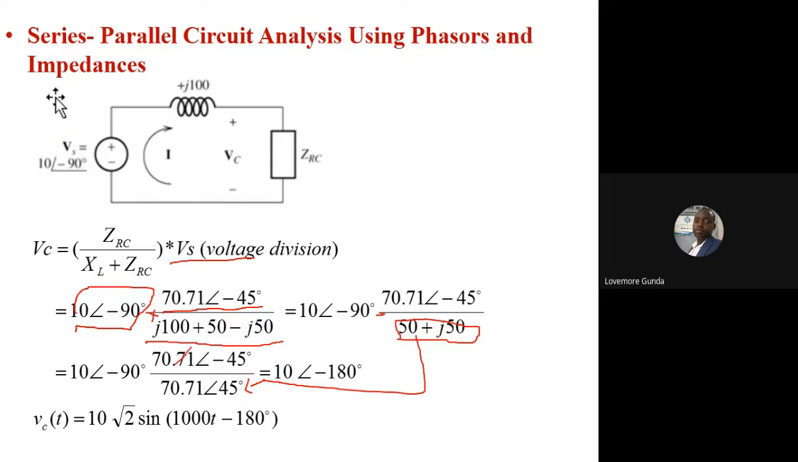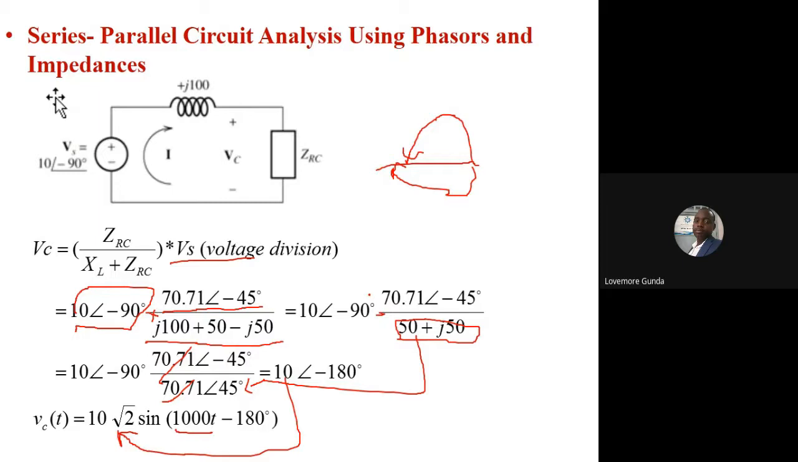This becomes 10 at an angle of what? The angle between these two, that's minus 45. This is minus 90. Minus 45 and minus 90, you get minus 180. And therefore, the voltage across the capacitor, in mathematical terms, becomes 10 root 2 sine 1000t, which is our omega t, minus 180. That's it. So you realize minus 180 is still the same as plus 180. Go this way, this is 180. Go this way, this is minus 180. So it's still the same point.